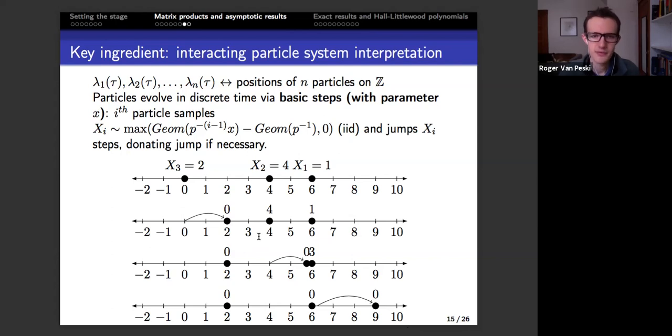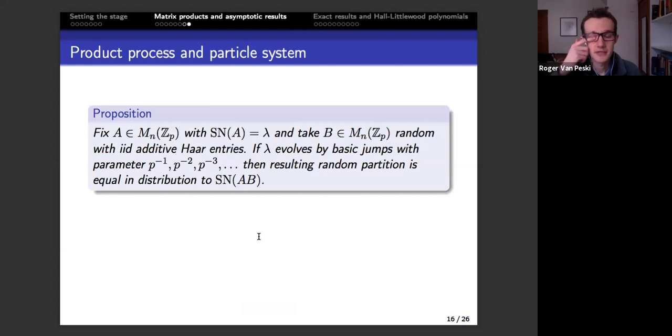And so the result which relates this to matrix products is that, take some partition lambda. Now there are two things that I can do with it. One is that I can take a matrix A whose singular numbers are given by lambda, and then multiply onto it a matrix B, which is random with IID additive Haar entries, and then look at the singular numbers of the product AB. So that's one way I can get a new random partition.